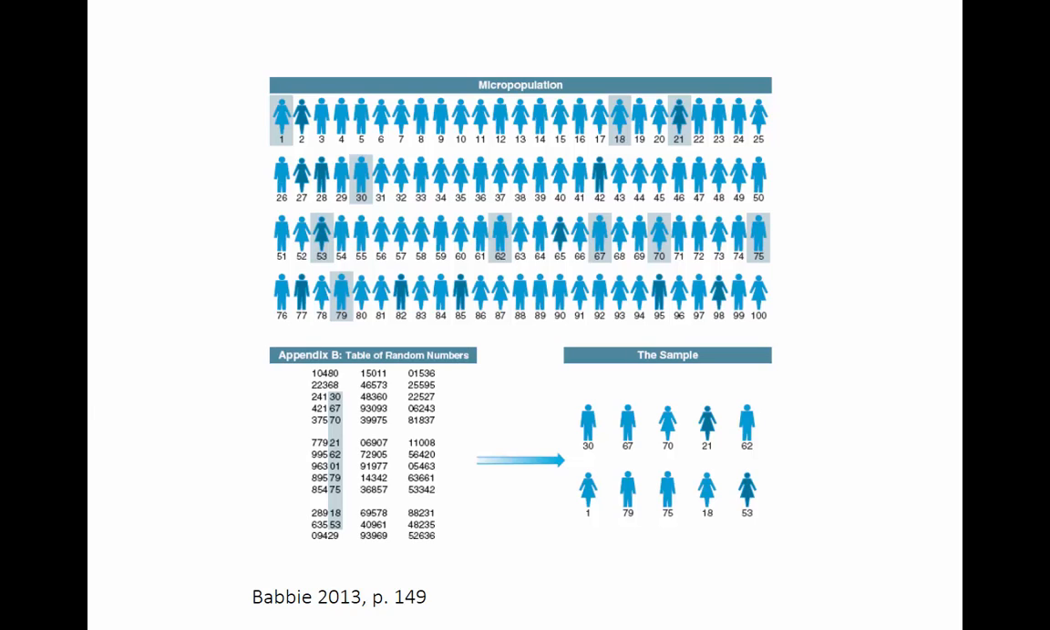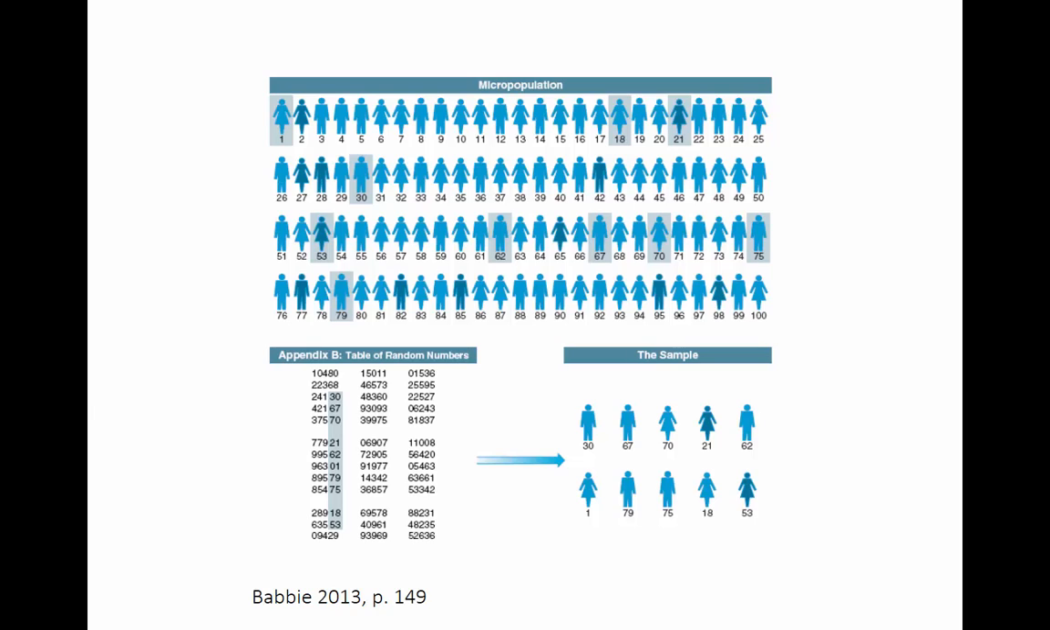I start somewhere with, let's say, 30, that's the third element in my random list. Again, that's a random number being generated. Where should I start? And then the individual with this ID number 30 gets selected and ends up in the sample. The next individual that we see is 67, which ends up in our random number that we generated.